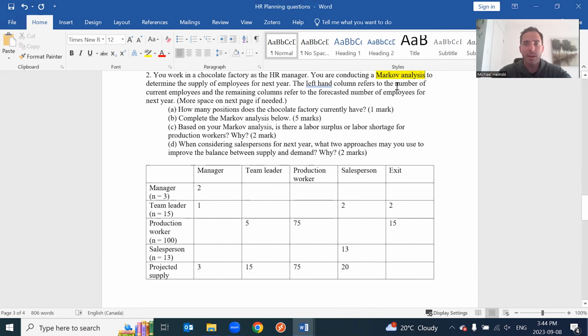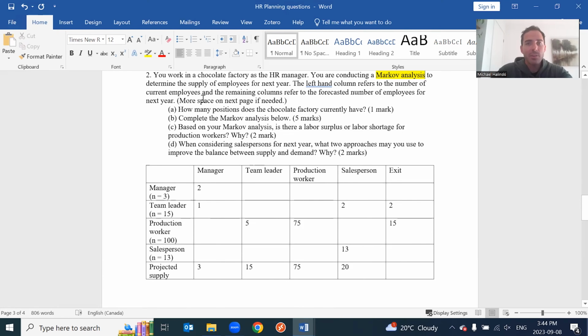As soon as they say you're conducting a Markov analysis, you see the table, and you should really know what you're talking about once you see it. But, determine the supply of employees for next year. Okay, that makes sense. The left-hand column talks about the current employees and the remaining columns talk about the S. So it's pretty much describing how you're supposed to interpret a Markov analysis table.